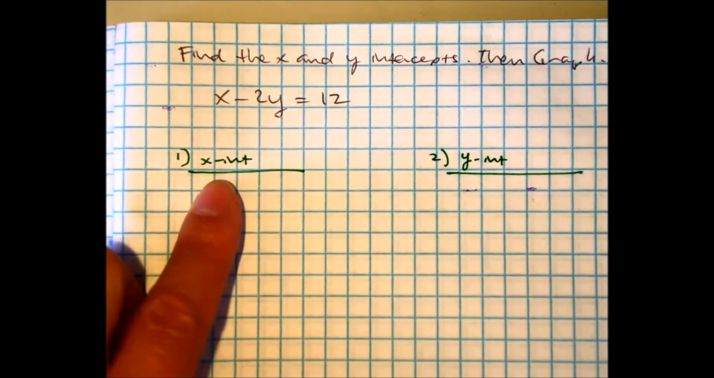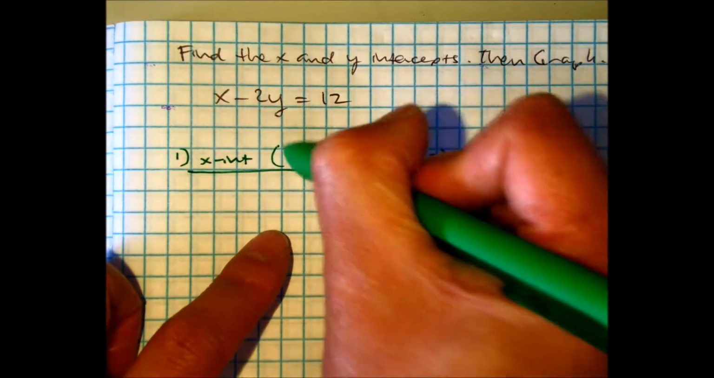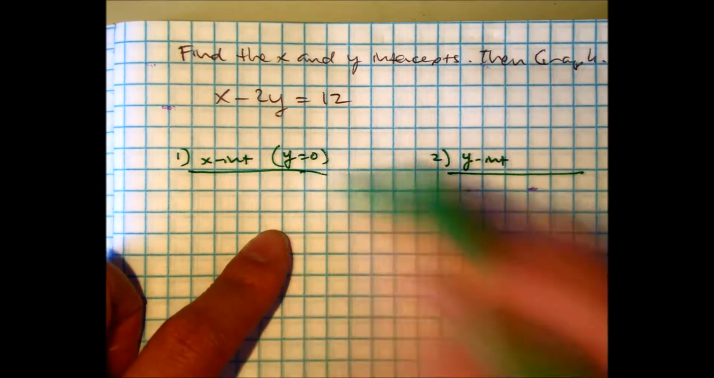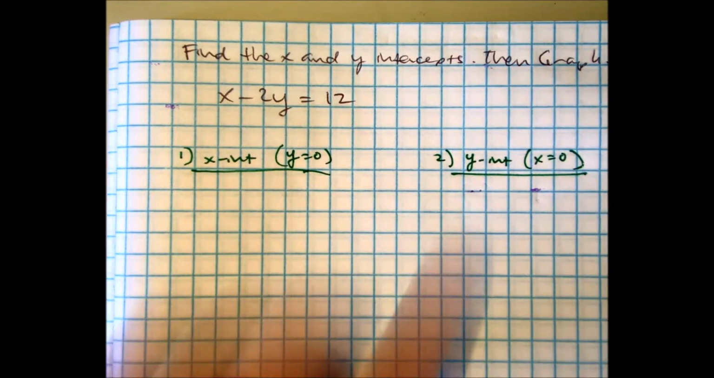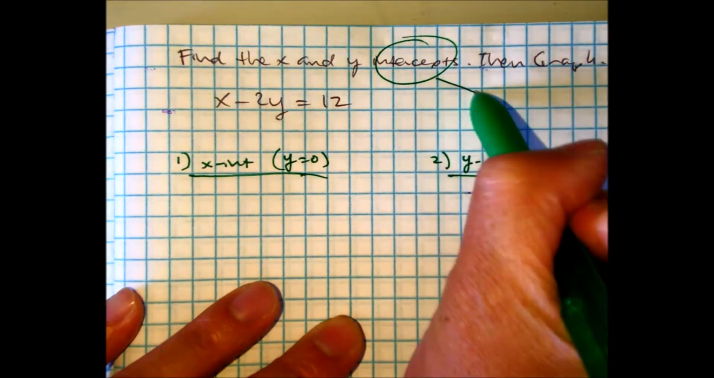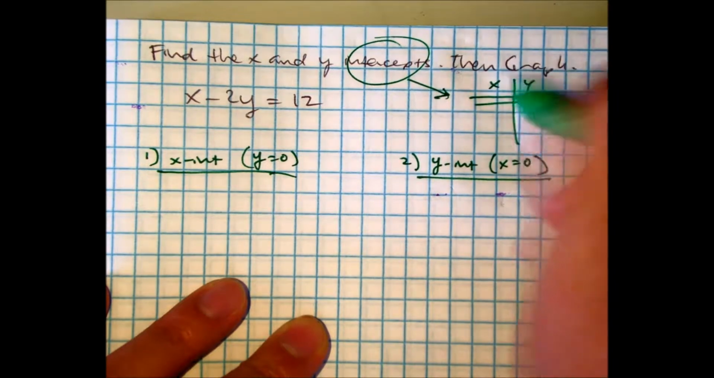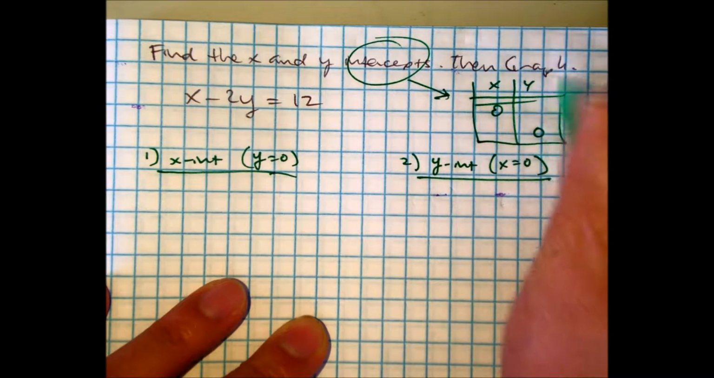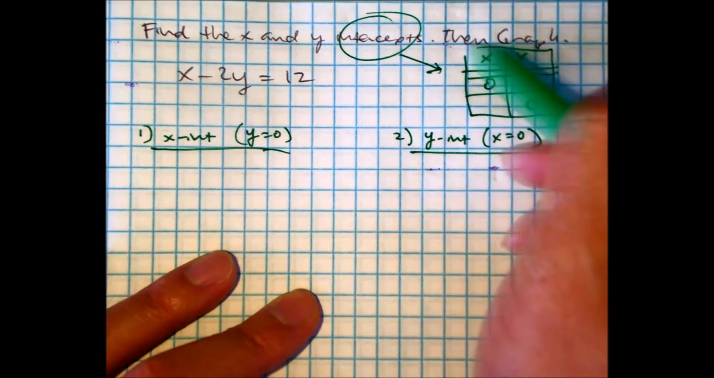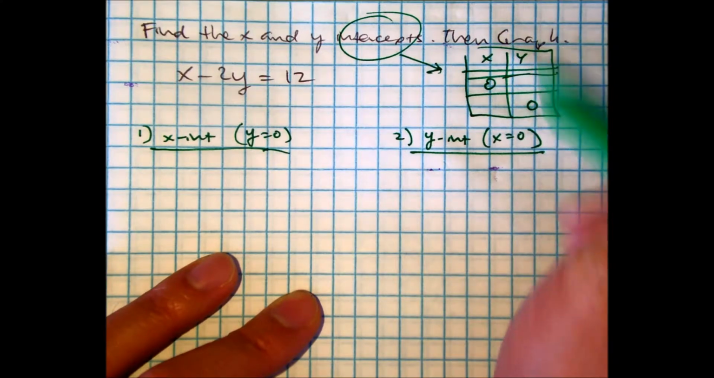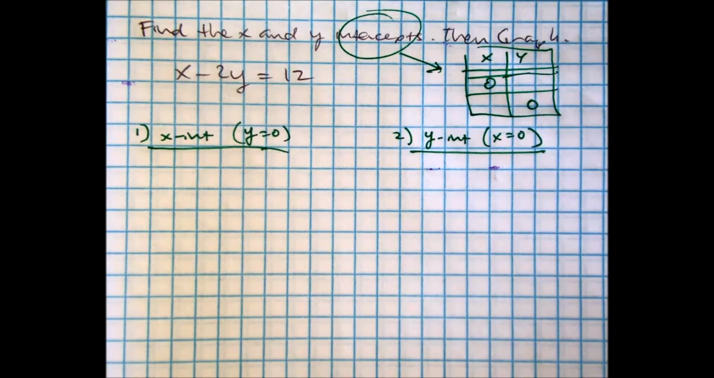Boys, to find the x-intercept, I need to make y equal to 0. And girls, to find the y-intercept, I need to make x equal to 0. Here's another way to think about it. You just need to make this table. You're basically just doing a make x equal to 0, find an output, make the output the y value 0, and then find an input. Let's go ahead and do that for this problem.